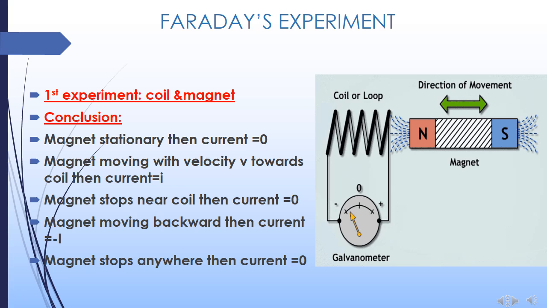These are the observations. Now we have to analyze these observations. We have analyzed this. If the magnet is not moving, then there will be no current flowing in the coil. Second one is, if the magnet is in motion, whether it is towards or away from the coil, then there is current in the coil. This is our first experiment.